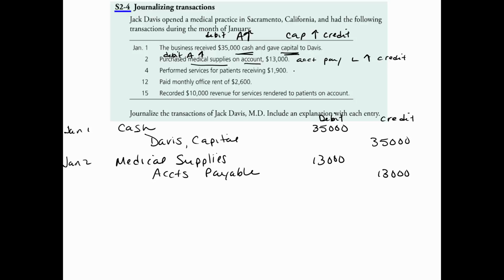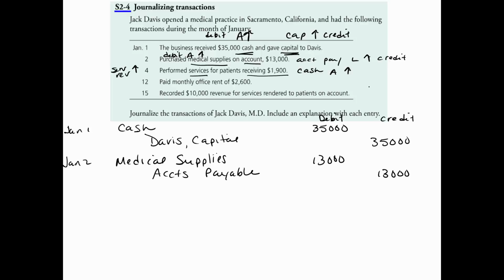Perform services for patients receiving $1,900. So it looks like I received cash. So there's cash, that's an asset, and it's increasing. And what did I get that for? Services. So I should see service revenue as my other account, and that is a revenue account, and that is increasing.